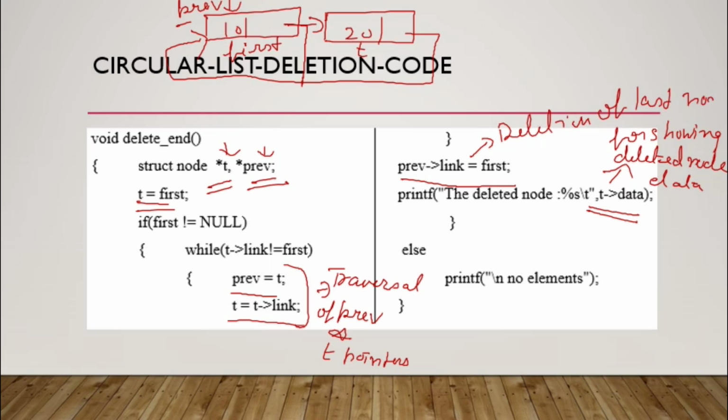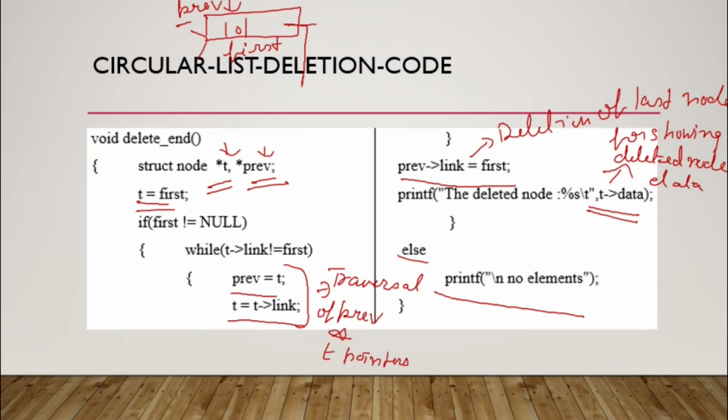Else, it will not have any elements, as simple as that. So that is how our node gets deleted. When we do pre of link is equal to first, this is how it gets connected. That is how deletion works. Always remember, whenever deletion is there, you need two pointers, pre and t. The pre pointer will be one step behind t, and t is exactly the one you are deleting. For displaying which data has been deleted, you need t of data. This is about the circular linked list deletion process.